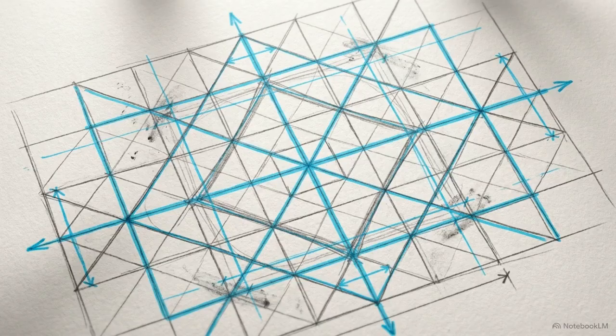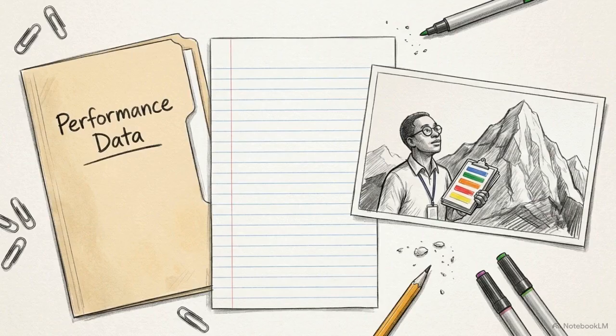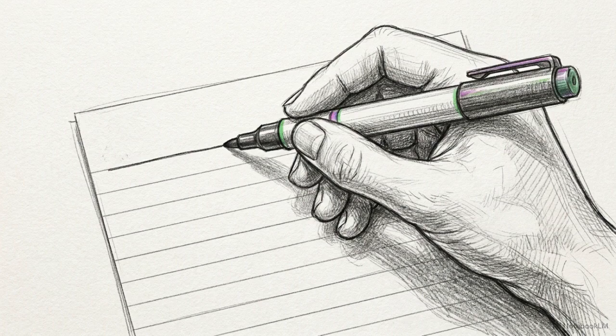To fix this, you need a structured approach. Before we dive in, select a specific student you are working with, gather their current performance data, and grab a piece of paper. We are going to build a precise, measurable goal right now.